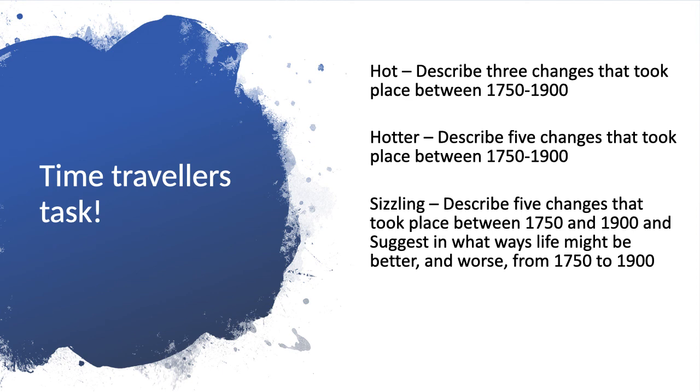And then scholars and anybody who wants to challenge yourself, you're going to do the hotter task, okay? So you can do these 5 changes for me. You can choose 5 things that have changed between 1750 and 1900. You're going to write 3 lines on each, but then you're going to write a further 3 lines in which ways might be better and might be worse. So you're doing that extra bit, and you can use the table that you did on slide 12.